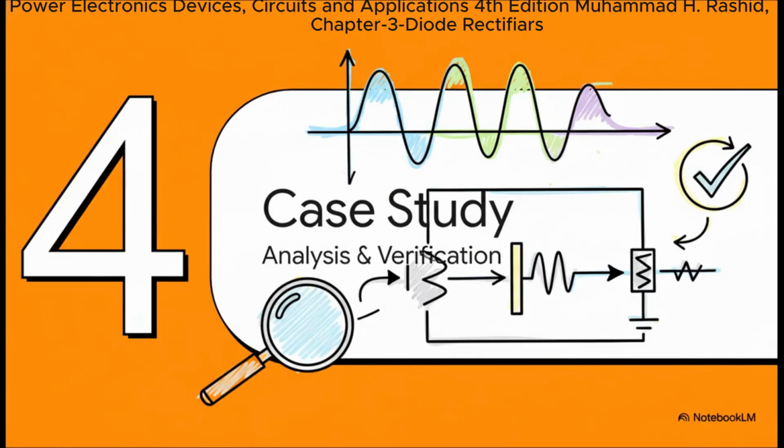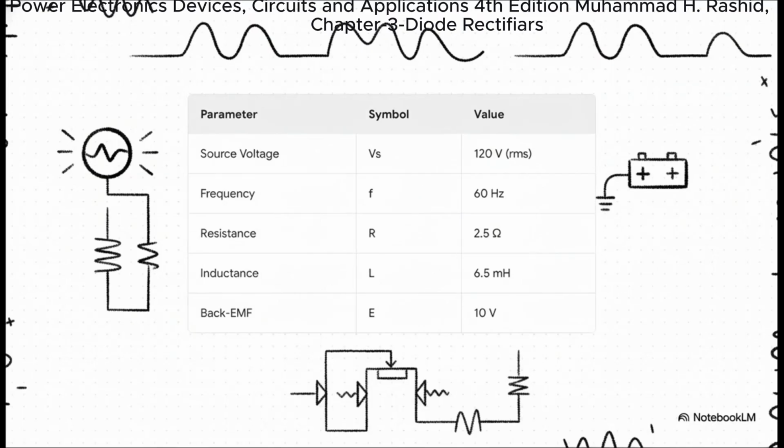We're going to apply everything we've just talked about to a practical example. We'll walk through the analysis and then check our work, just like you would on a real-world engineering problem. Here are the specs for our circuit, taken from a classic textbook problem. We've got a 120-volt RMS, 60 Hz source. It's feeding a load that has 2.5 ohms of resistance, 6.5 millihenries of inductance, and a 10-volt back EMF.